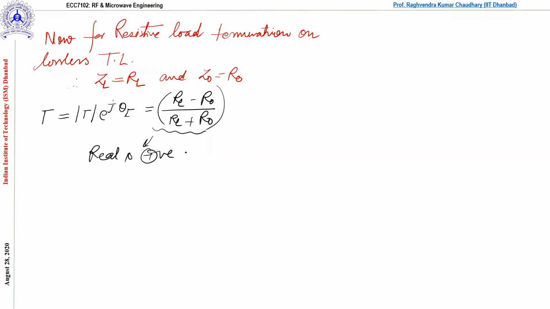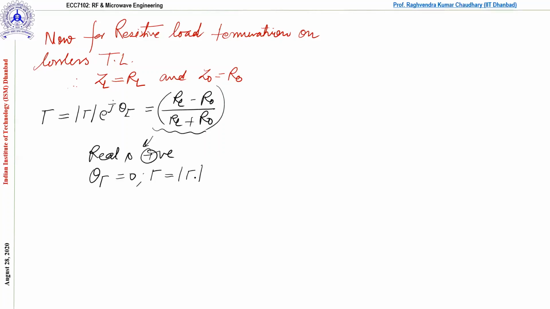Fine. So it means that gamma is real when theta gamma is 0. And in that case, gamma is equal to mod of gamma. Now, based on that, we will be getting two cases. Because here we assumed that RL is greater than R naught, and we made this thing here.